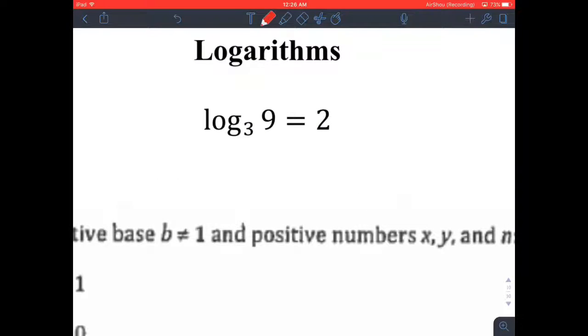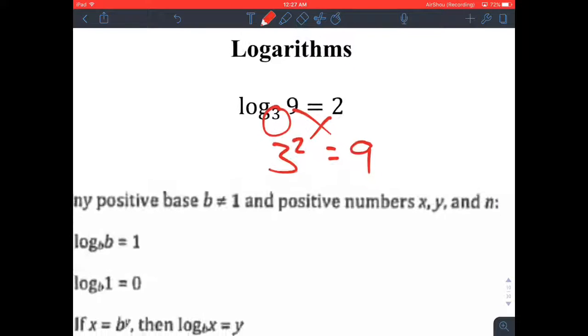The whole point of logarithms is to solve an equation in which the variable is an exponent, or the exponent is a variable. So simply what this means, first of all, this is read log base 3 of 9 equals 2. And here's all it means. It means 3 to the second power equals 9. That's all it means. Now, as simple as that is, 3 to the second power equals 9, the problems in which you use this are not so simple. Let's look at some of the properties.